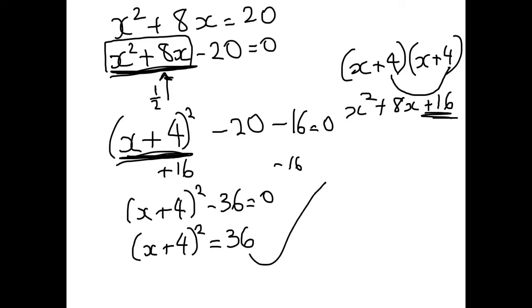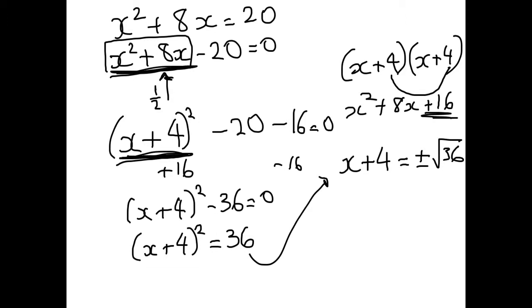Okay, let's do a little bit more working up here. Now we get x plus 4 is equal to plus or minus the square root of 36. So far so good. I've taken the square root of both sides.